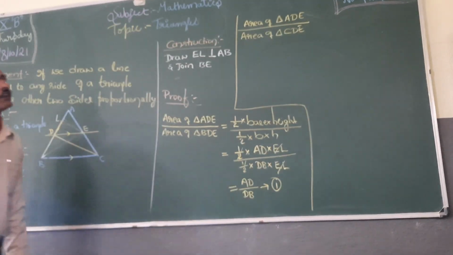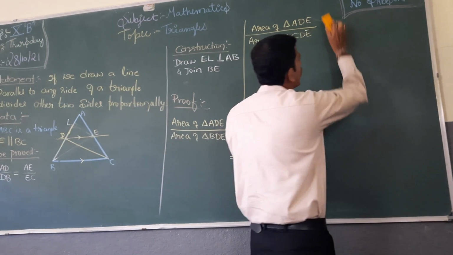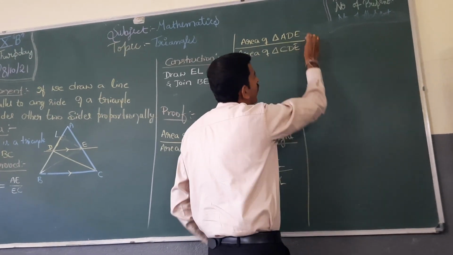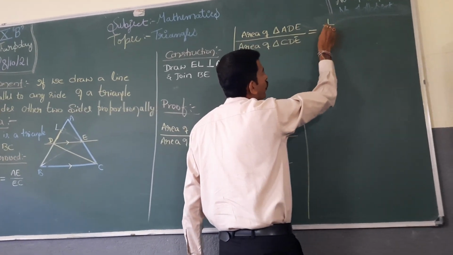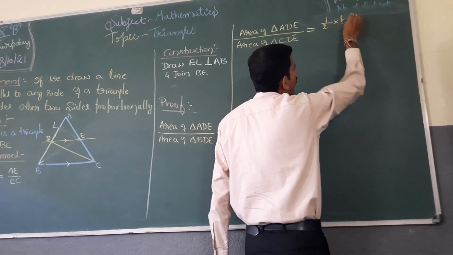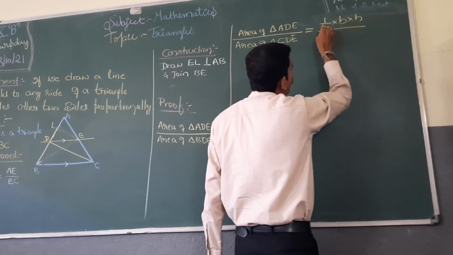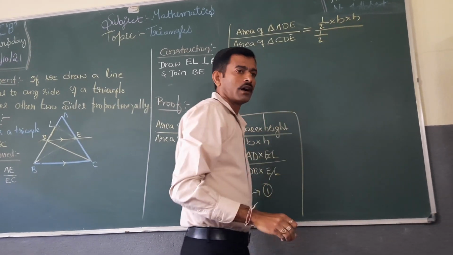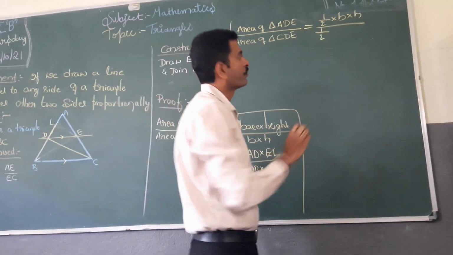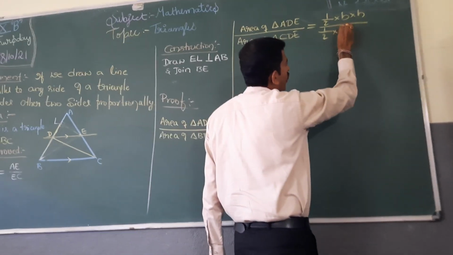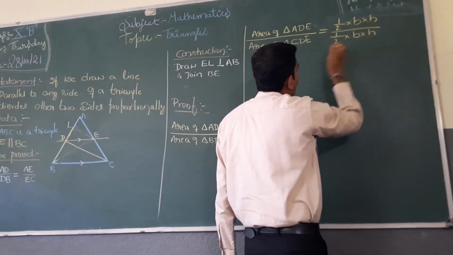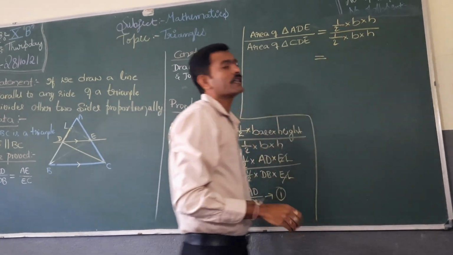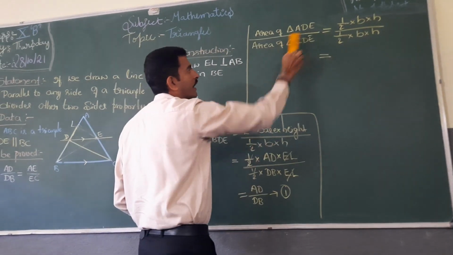CDE. What is the formula for the area of a triangle? The formula is half into base into height. Again, for the numerator, the denominator also is the same. Sir, for the denominator also half into base into height. Now think, what is the base and height of the triangle ADE?